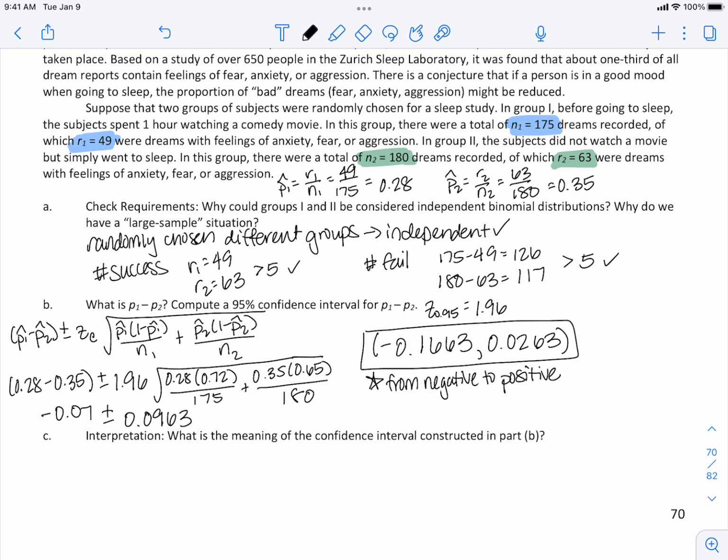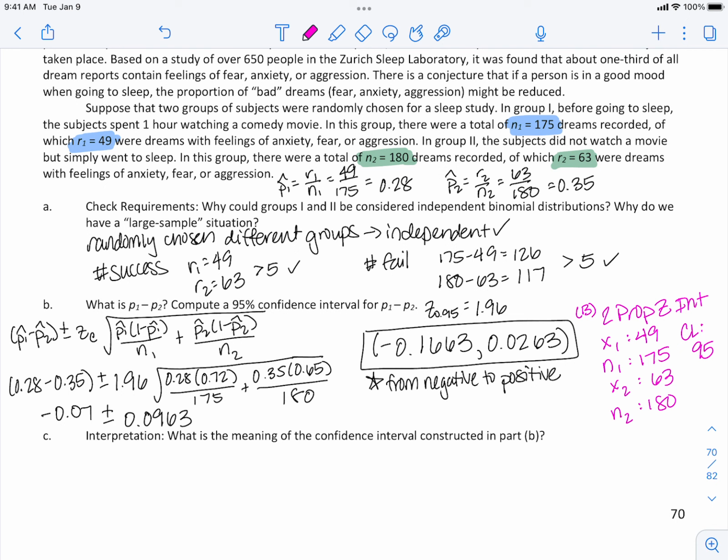All right, if you're doing this one in the calculator, you're going to go stat over to tests, and this time you're going to choose choice B. It's the 2 proportion Z interval. And again, it's choice B. So you'll enter your X1, which remember is like R1, so that's 49. Your N1, which is 175. Your X2, which is like R2, so that's 63. N2, which is 180. And then our confidence level, we want 95% for this one, so we'll enter 95.